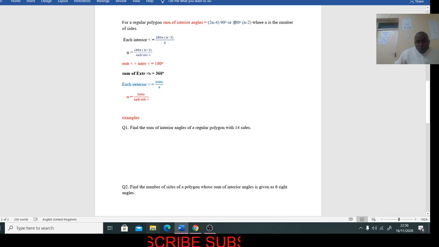So from the formula, I will stick on 180 degrees into brackets n minus 2, which is the same as the other one. This is the sum of the interior angles of a regular polygon. To get each interior angle, it is the sum divided by the number of sides. Each interior angle equals 180 degrees into brackets n minus 2, divided by n, which is the number of sides.